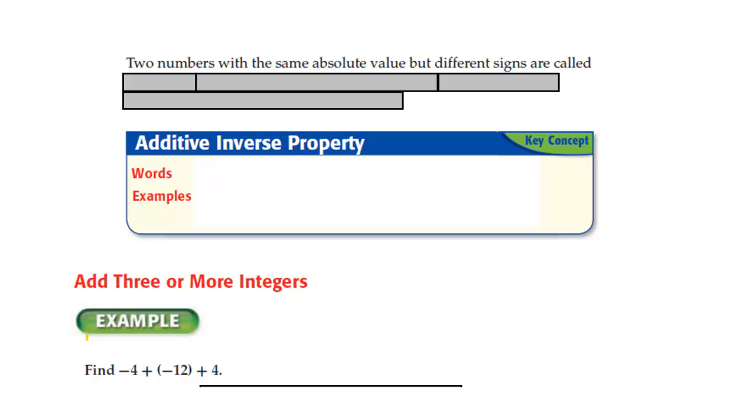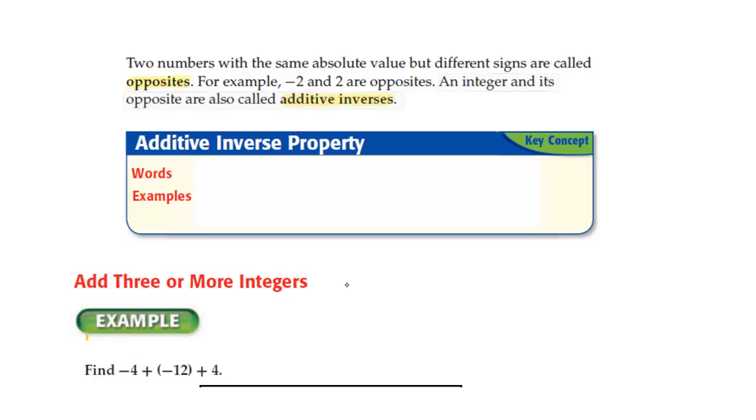Two numbers with the same absolute value but different signs are called opposites. And an example is -2 and +2. Those two numbers are opposites. Okay? And we know some properties about opposites. An integer and its opposite are also called additive inverses. Okay, and here's in words what that means.